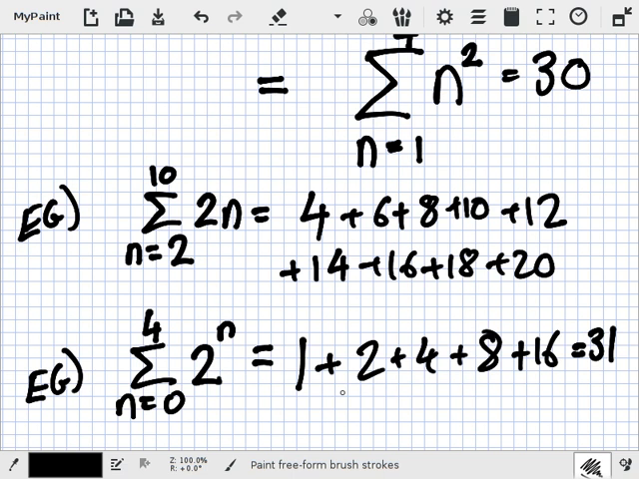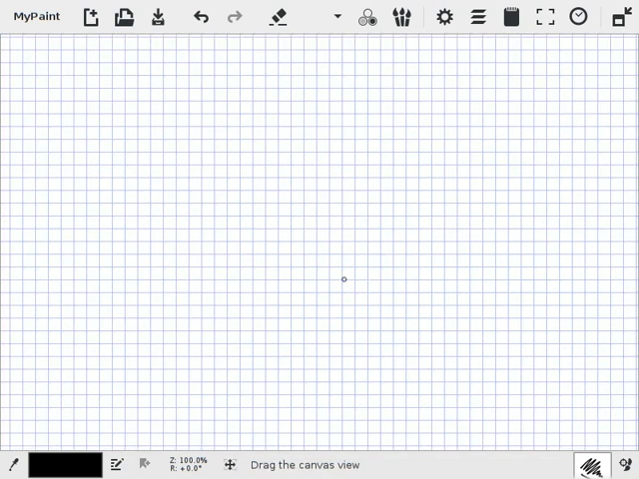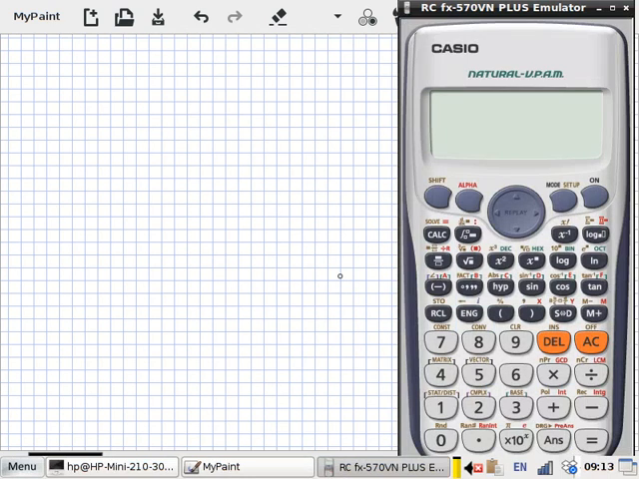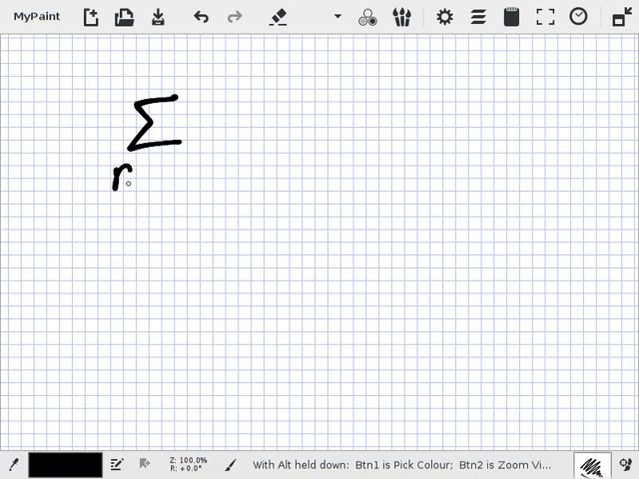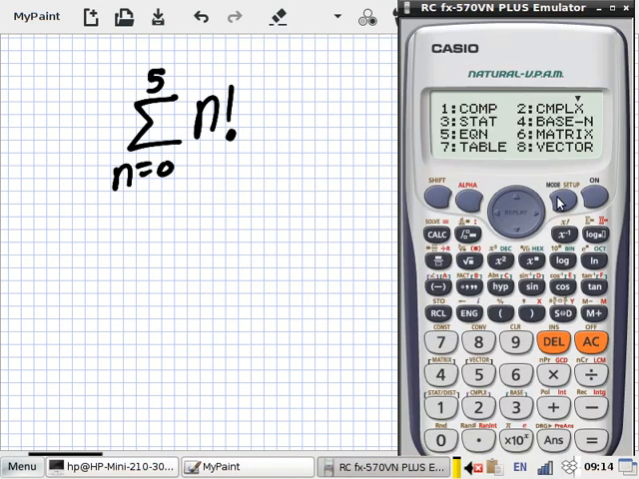Before we continue, I actually want to show you how you can use your calculator to do this really quickly. So, let's take something like sum, let's say 0 to 5 of n factorial. Now, you can actually type this in on the calculator. If you can all look, please.